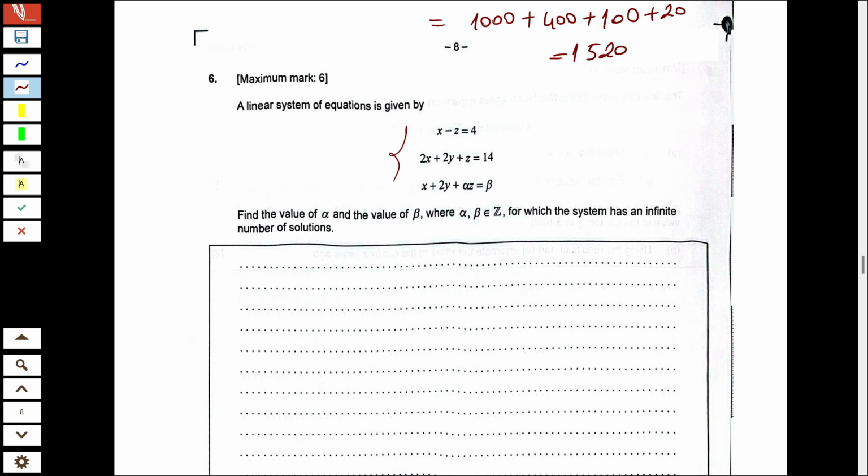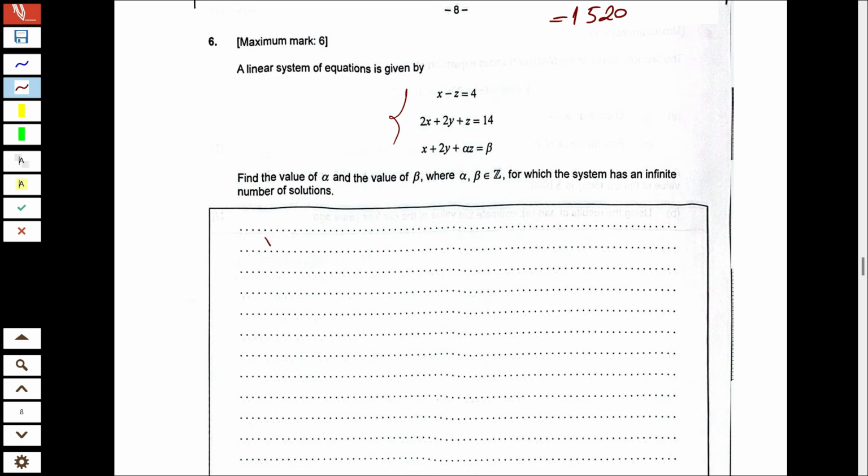Find the value of alpha and the value of beta, where these are integer numbers, for which the system has an infinite number of solutions. Okay, I first would like to cancel that. When you find the sum of these two equations, it is 3x plus 2y equals 18.